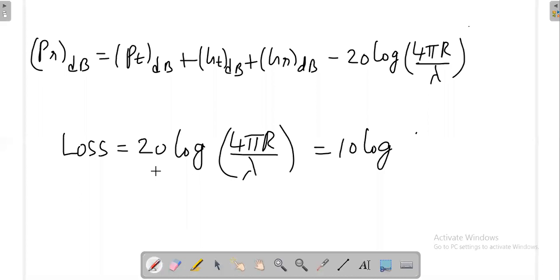This is the relation for wave propagation between the transmitter and the receiver. So with this I will stop.